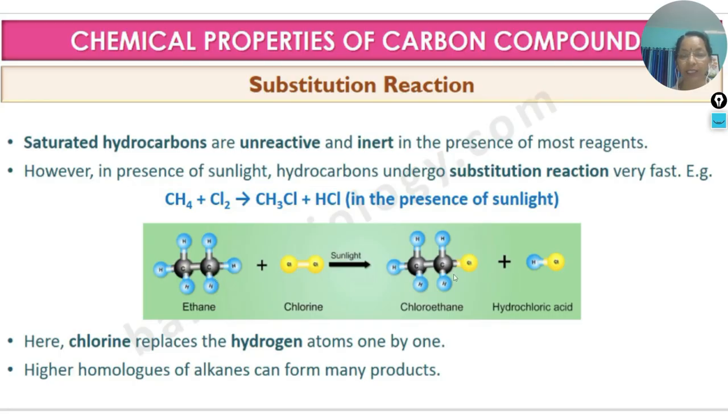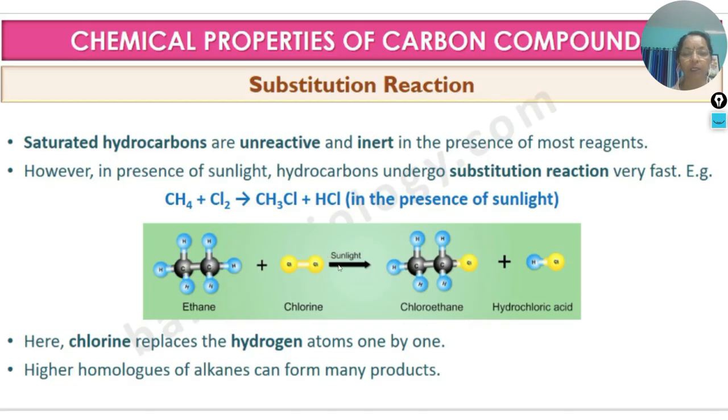It has a chlorine in place of one hydrogen, and the removed hydrogen is joining with the chlorine forming HCl, hydrochloric acid. This is a substitution reaction, substituting hydrogen by chlorine in the presence of sunlight. So the sunlight is the catalyst here.